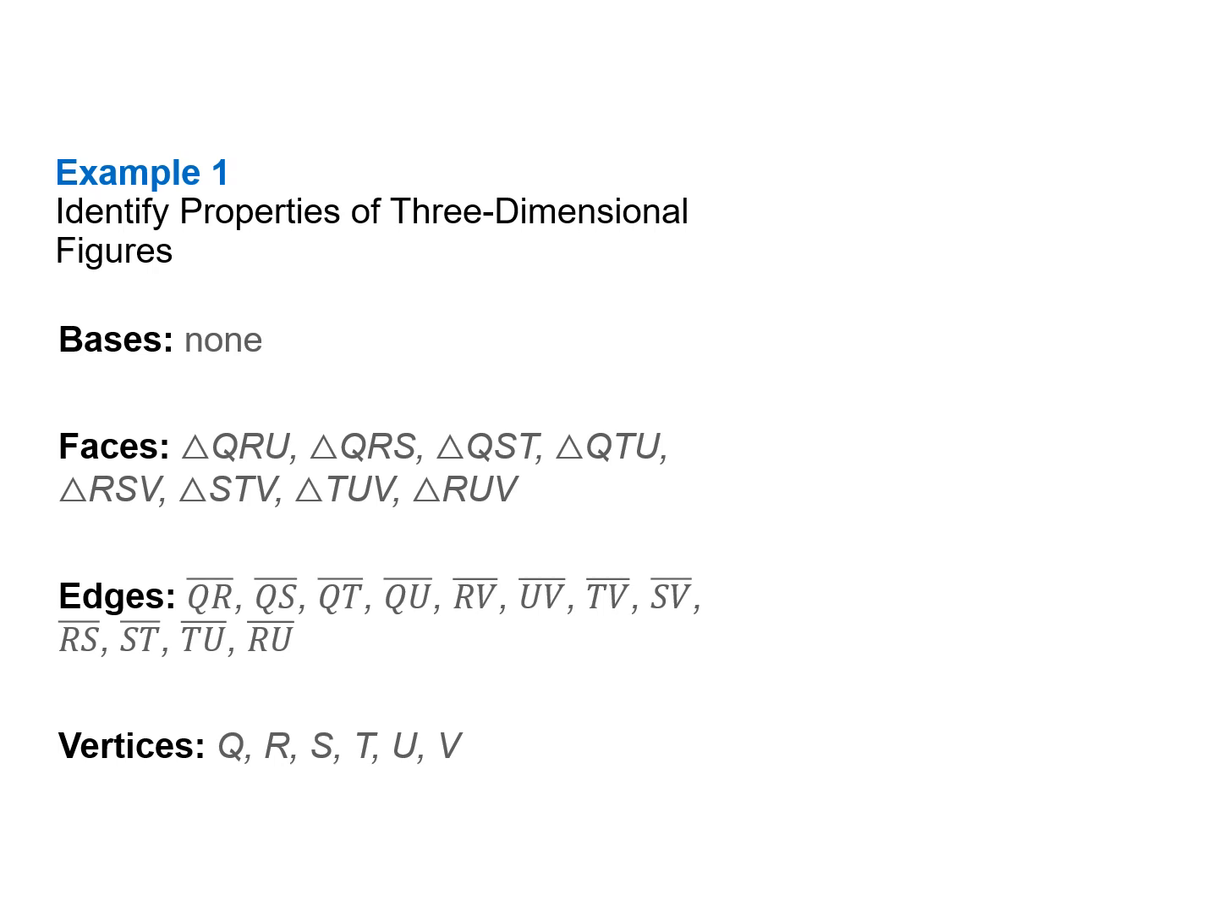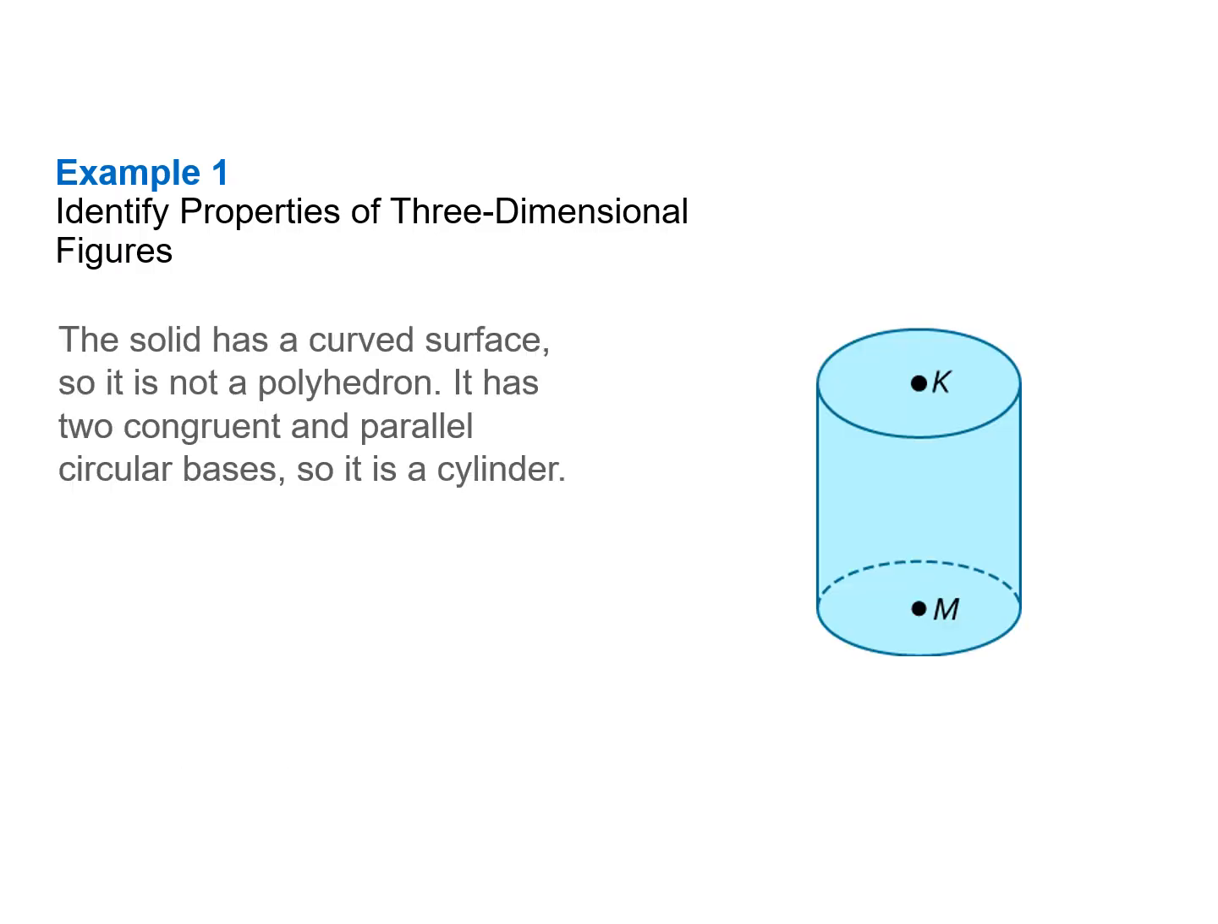There are no bases, and those are the name of the faces. All the faces of an octahedron are triangles, so they're naming all the triangles. Where those triangles meet are the edges, so they name those. And where the edges meet, and the faces meet, those are your vertices.